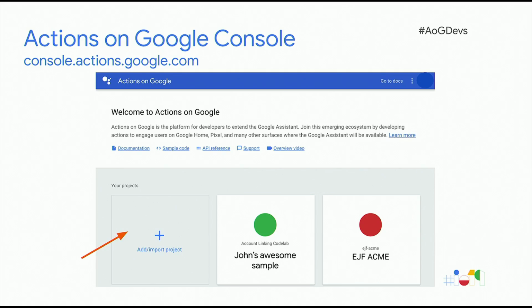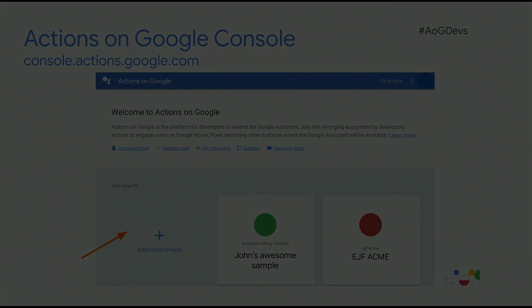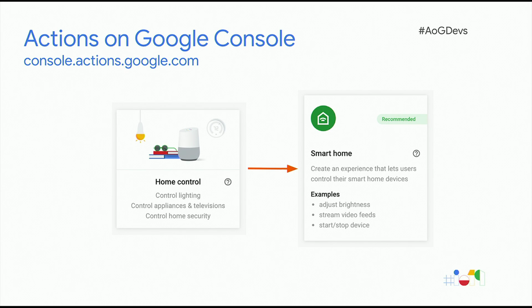To get started with Actions, go to Actions on Google Console, and this is your window to configuring your actions, whether it's the conversation actions or smart home actions. You're going to create a new project, and if you're building for smart home actions, make sure to select home control and smart home tile.